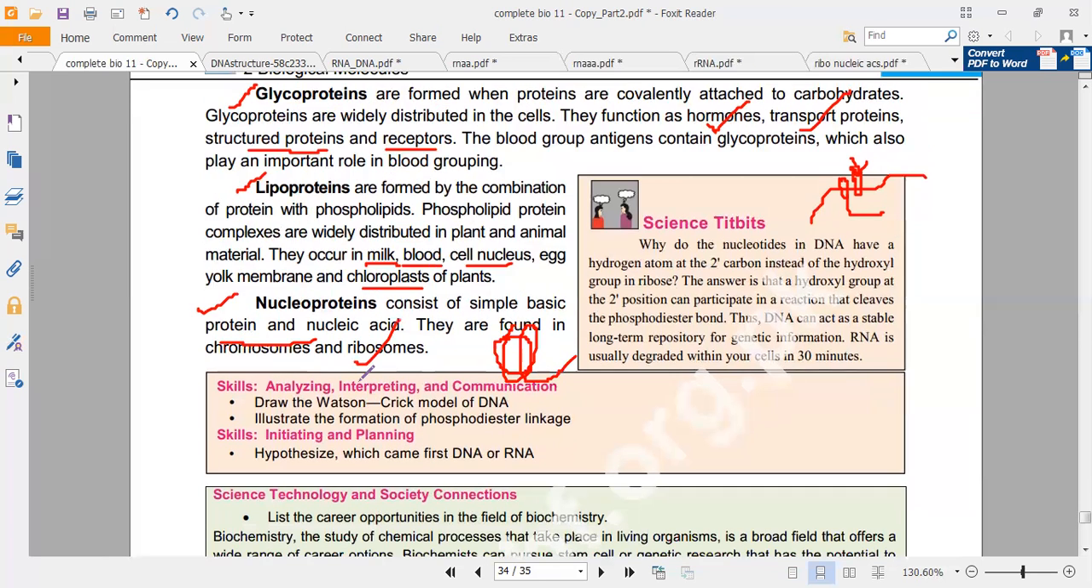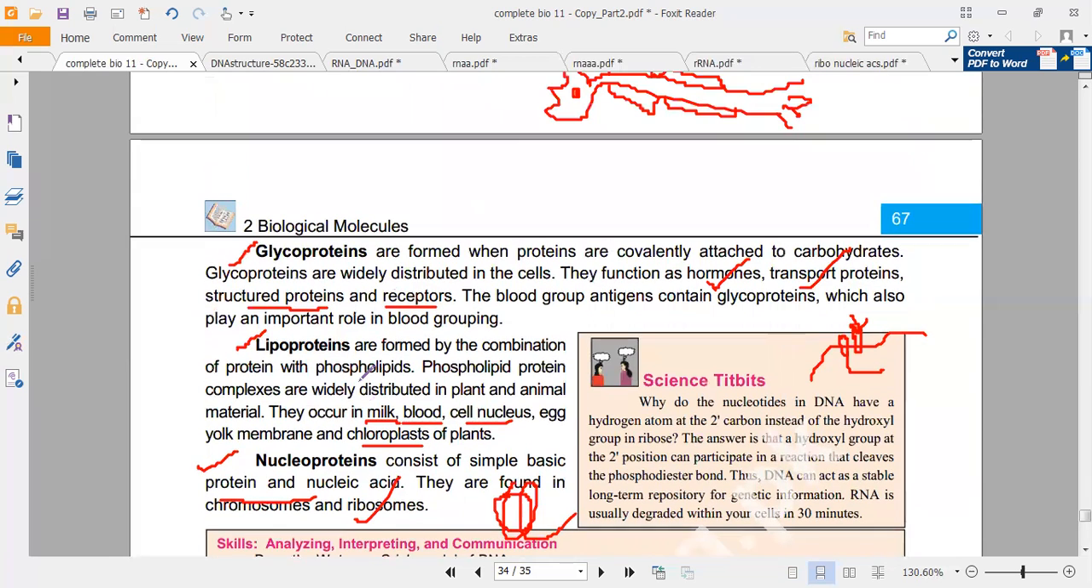Dear students, with this topic of conjugated molecules, Alhamdulillah, we have finished our chapter number 2. It was a very long and very conceptual chapter, and very helpful for the next coming chapters.